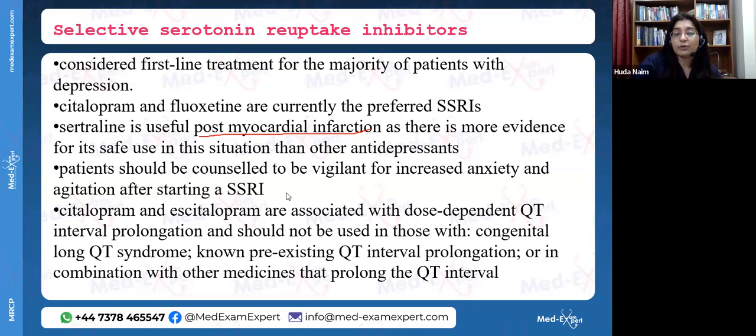You have to be very careful for increased anxiety and increased agitation, because that's the complication, the serotonin syndrome that happens when you're taking an SSRI. Okay. And then citalopram and escitalopram are associated with QT interval prolongation. So if they tell you that the patient has developed some cardiac complication, or already has some cardiac complication, then you have to keep a check on the QT interval as well.